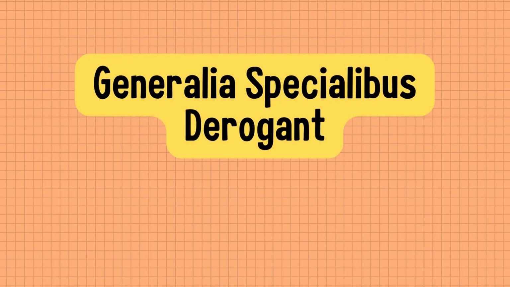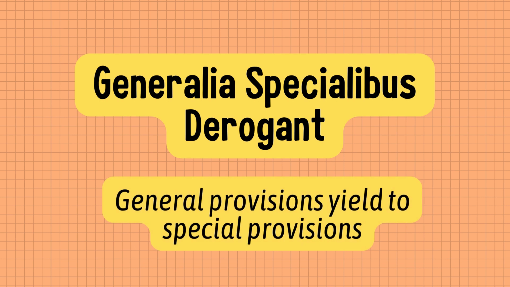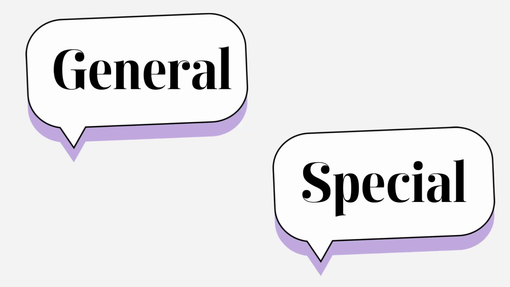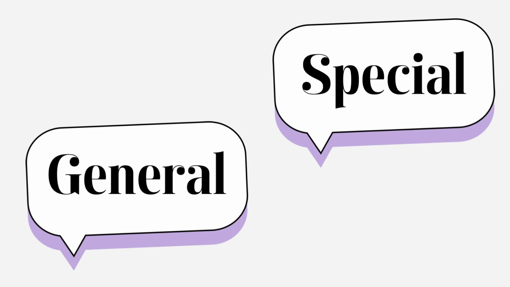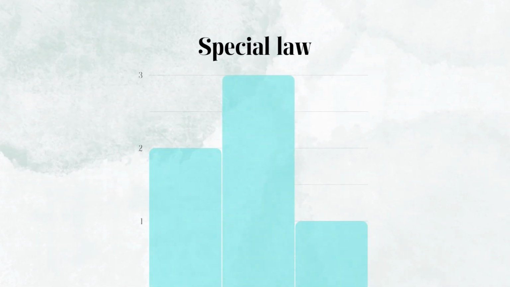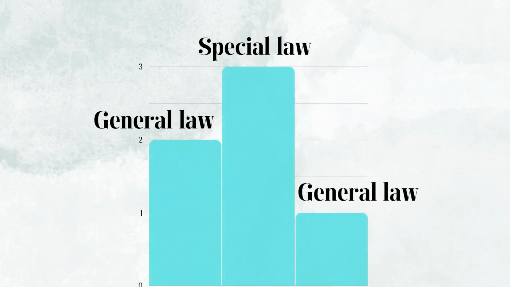Generalia specialibus derogant. General provisions yield to special provisions. In cases of conflict between a general law and a special law addressing a particular subject, the special law prevails. The specific provisions of the special law take precedence over the more general provisions of the general law for the specific matter.